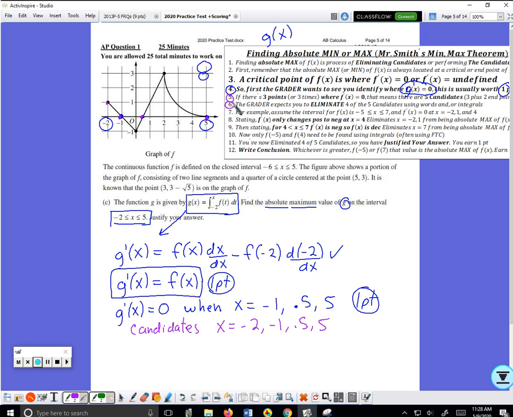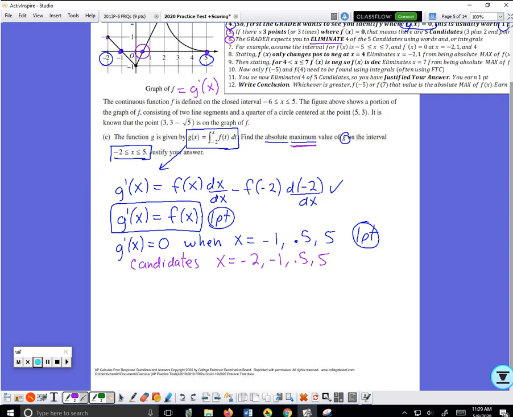The grader, number 6, is going to expect us to eliminate, in our case, 3 of the 4 candidates. We're looking for the absolute max of g. So look for ways to eliminate candidates. Well, right here, g prime is changing from negative to positive, so g will change from decreasing to increasing. That's a relative min. That cannot be the absolute max. So it looks like we could eliminate that.